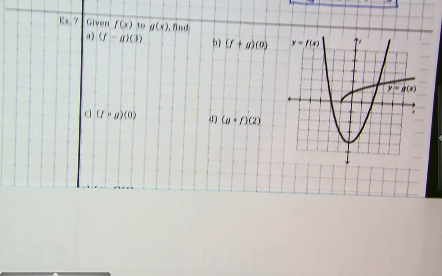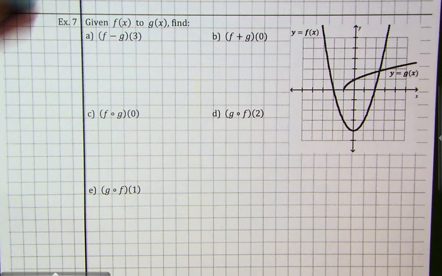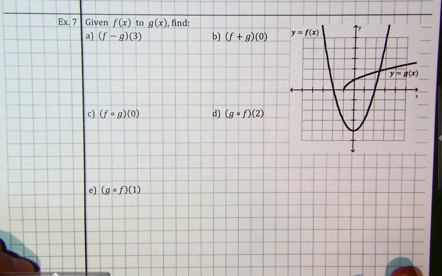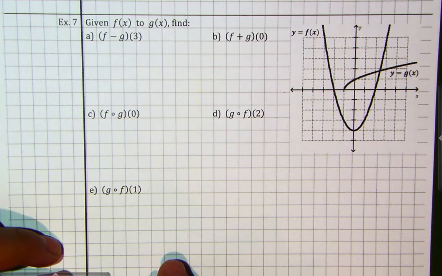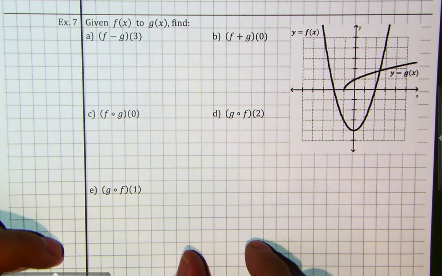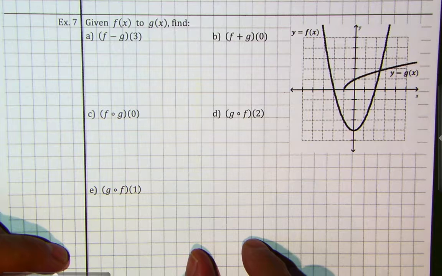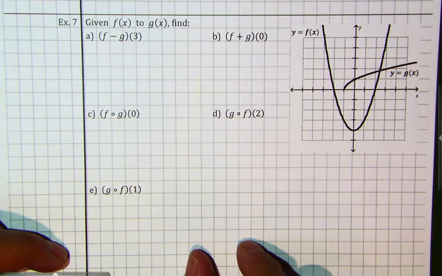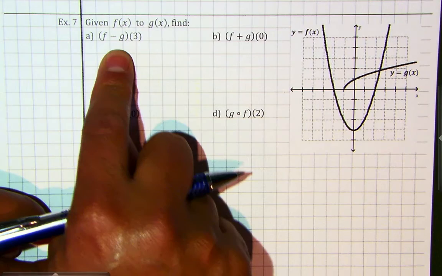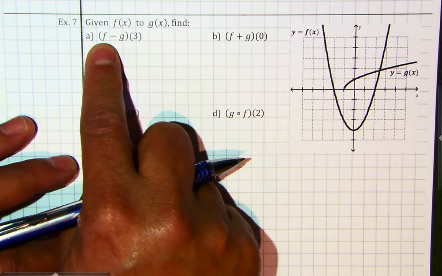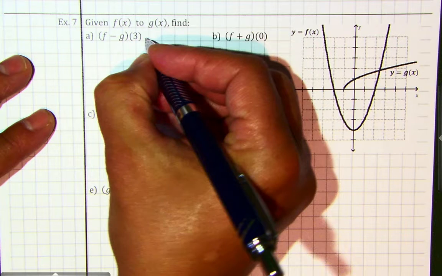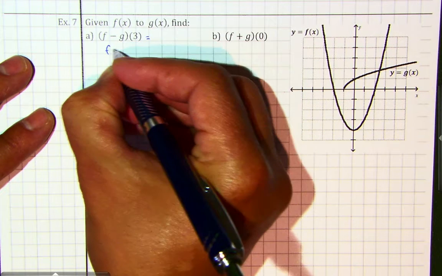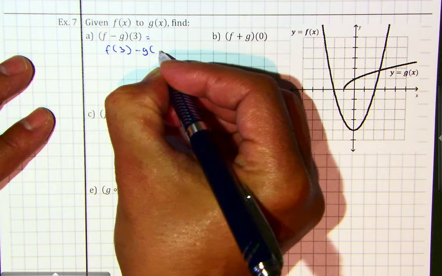Example number 7. So now we are going to work with the algebraic representation of compositions. So copy example number 7, paste your code, and we'll start once you're ready. Excellent. So in this case, letter A, f minus g of 3. Remember that we can actually rewrite this as f of 3 minus g of 3.